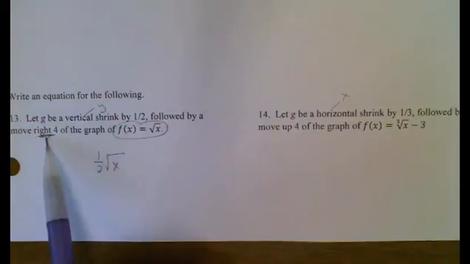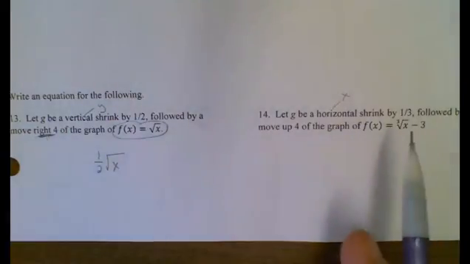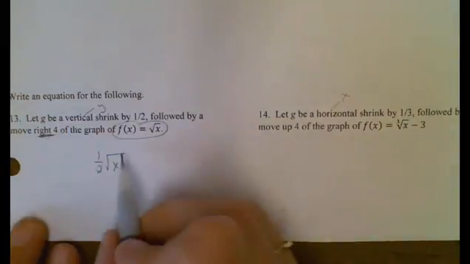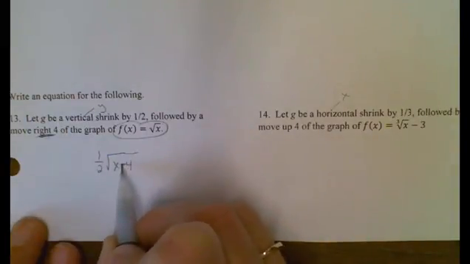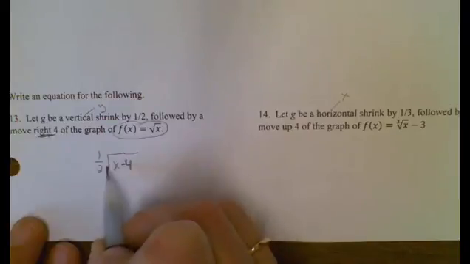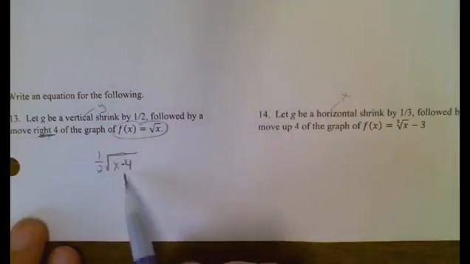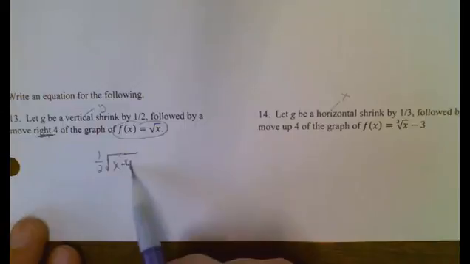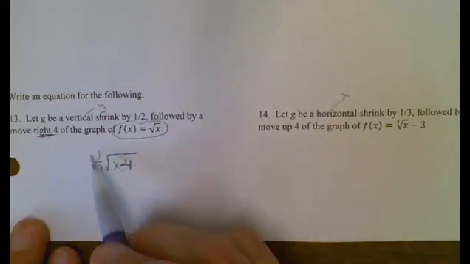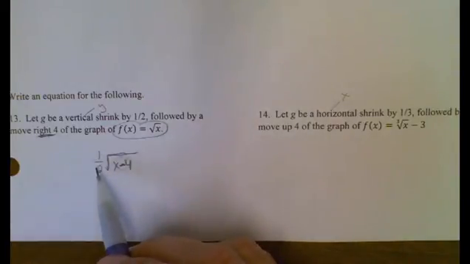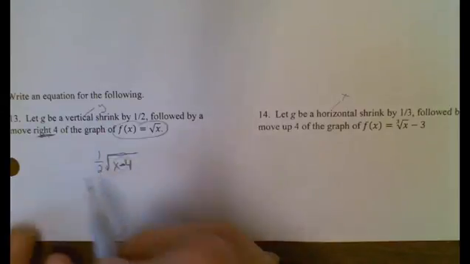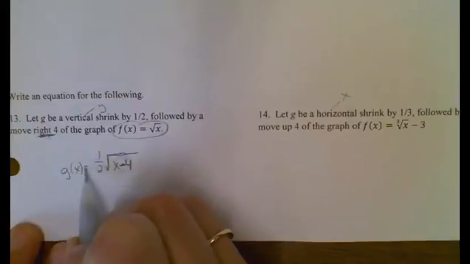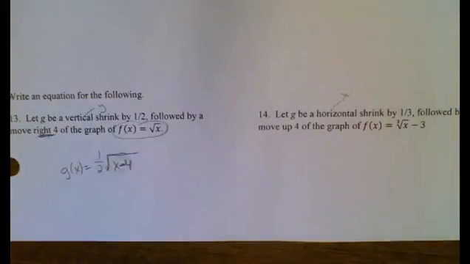So when it says right, you would think about adding, but in order to undo that, inside the function, underneath the square root sign, you need to subtract 4. When it's in the function with the square root of x, it's going to move that 4 to the right because it's in with the x and it's a minus. The half out here is going to vertically affect the y, so it's outside the square root and it's going to shrink it by a half. So g of x is equal to 1/2 square root of x minus 4.